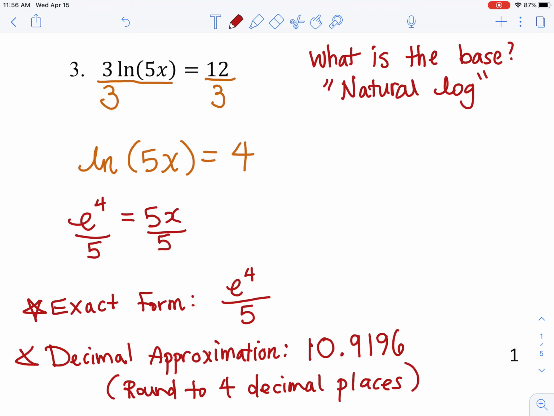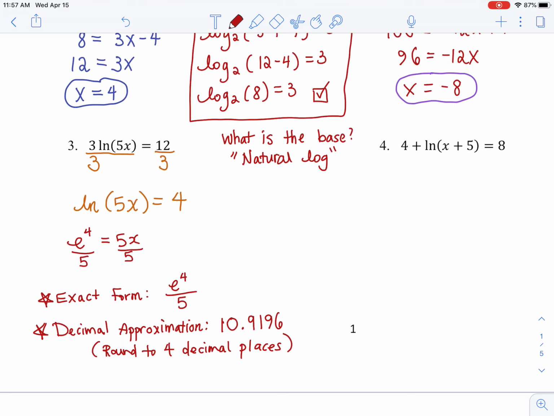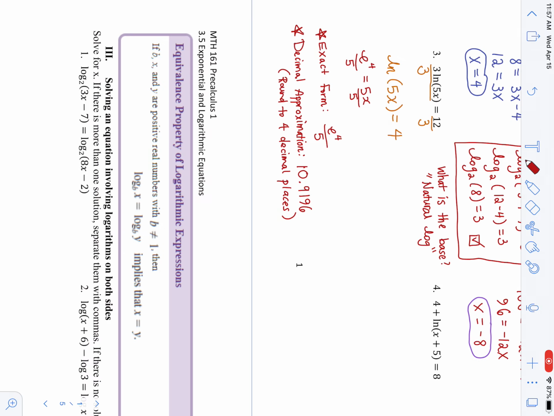That's what I mean by I want the exact form before you type that in the calculator, and the decimal approximation rounded to 4 decimal places. So I want you to do that when you're doing the daily problems. Now this one's going to be very similar to what you will do on one of those 3.5 problems.